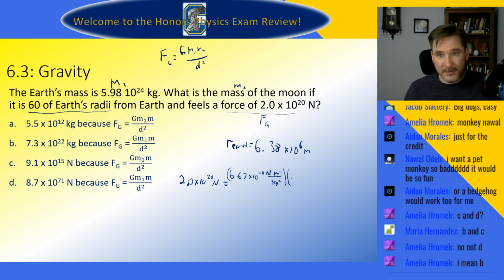And the mass, so M1 is 5.98 times 10 to the 24th kilograms, and we're trying to find M2, the mass of the moon. Okay, now what's the distance?